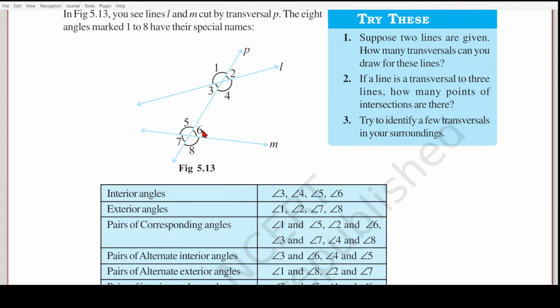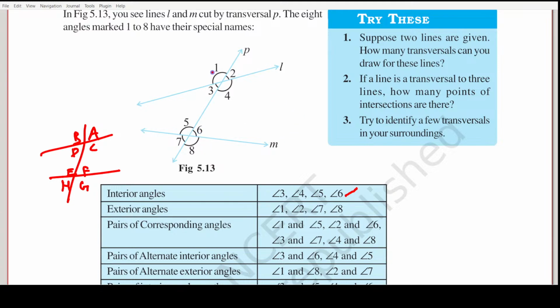4, 5, 6, these four we call interior angles. Understood? So let's say if I draw like this, and I call the angles A, B, C, D, E, F, G, H. What are the interior angles? Tell me. They are 3, 4, 5, and 6. In this figure, D, C, E, F are the interior angles.